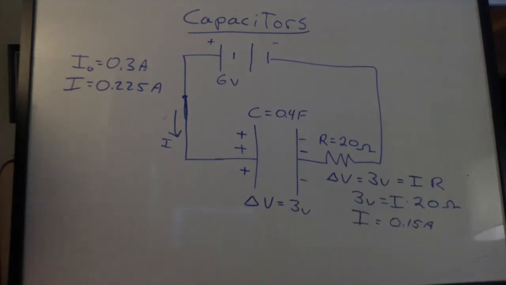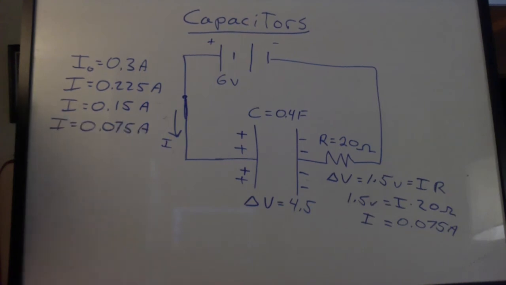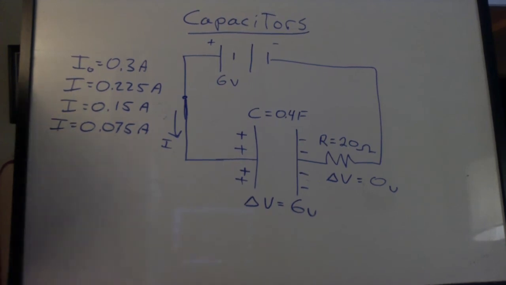And the current is cut in half now. Continuing with this trend, as the voltage builds up on the capacitor, there will be less voltage drop across the resistor. Eventually, we're going to have the entire voltage drop across the capacitor, and there'll be no voltage drop across the resistor. The current will be 0.